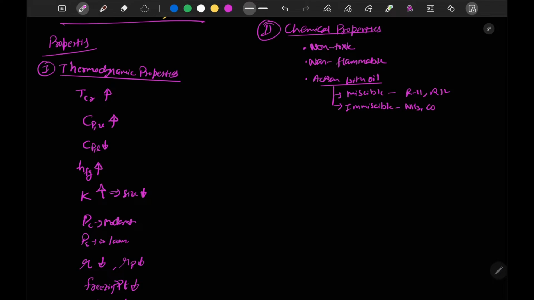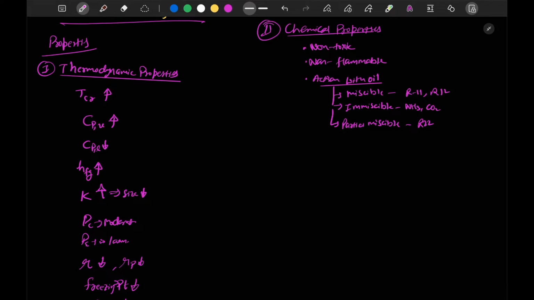Ammonia and carbon dioxide are fully immiscible. If we talk about partial miscible, then the example is R22. Okay, now to remove this, let's say that if your refrigerant is miscible or partially miscible, then the lubricating oil of the compressor will be sent to the condenser, and it may cause blocking of your throttling valve next or some other problem in the system.